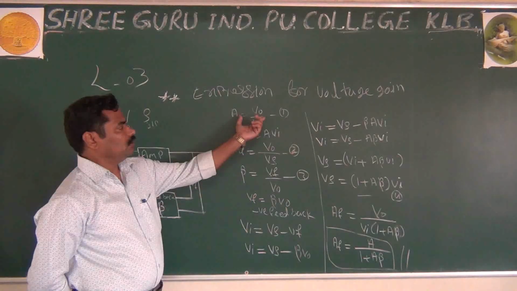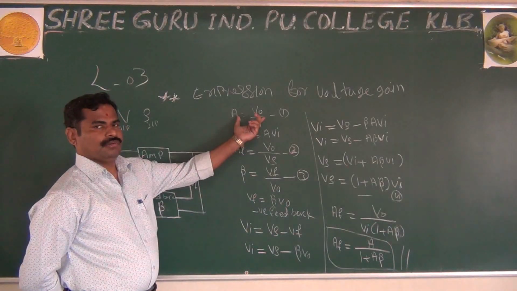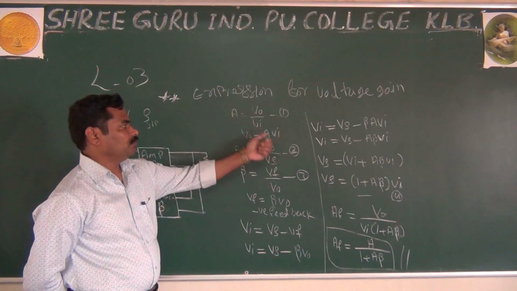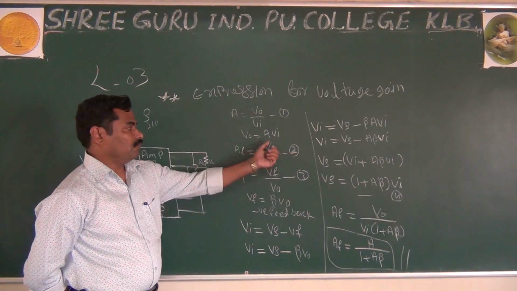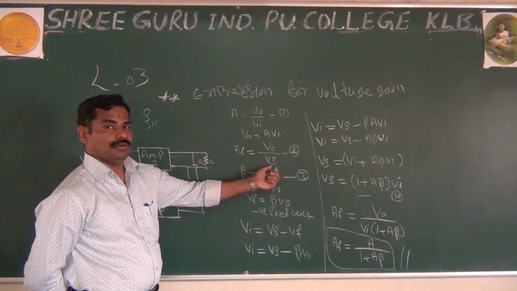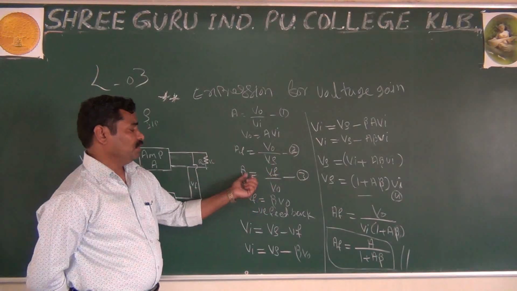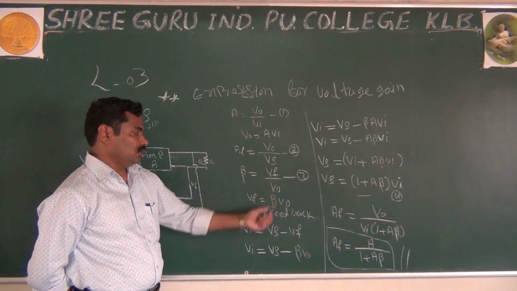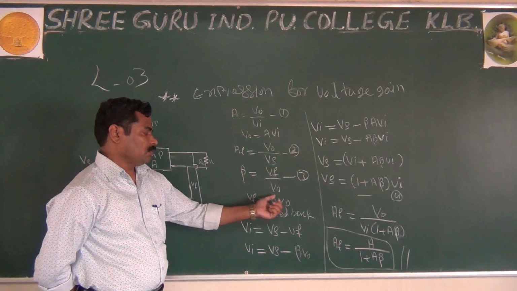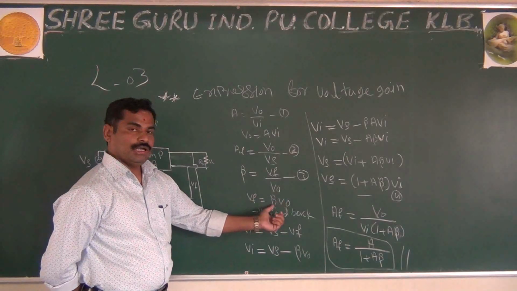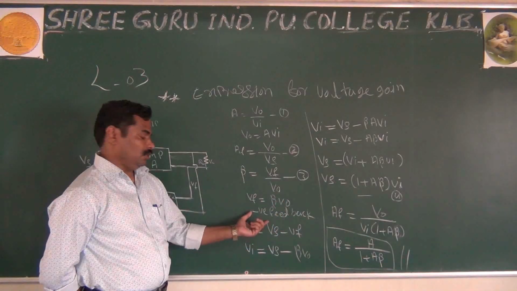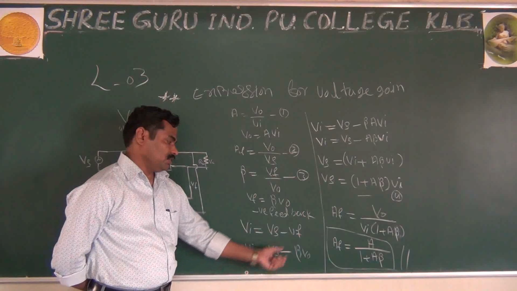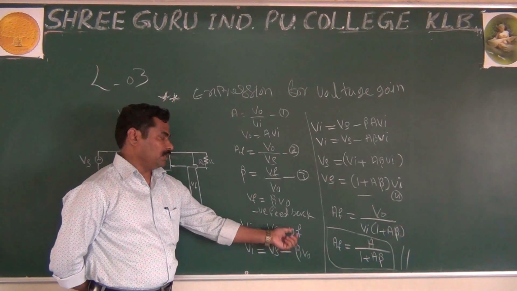First, we have to remember the voltage gain without feedback. As we know, V naught by Vi, then V naught is A into Vi. Then with feedback, the output voltage to the input signal. And we know the feedback factor is the feedback voltage to the output voltage. Here you can find Vf by cross multiplying, beta and V naught. Then you are using negative feedback, so Vi is equal to Vs minus Vf. In place of Vf, you can write beta and V naught.